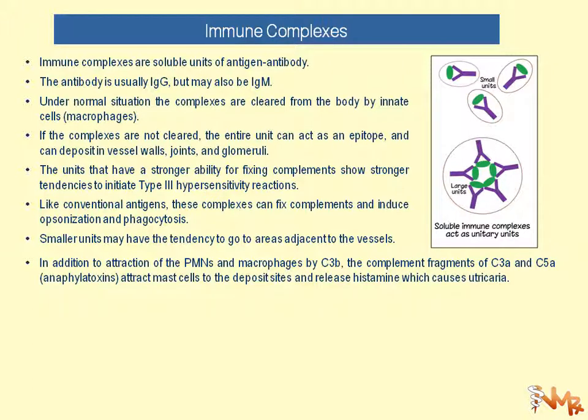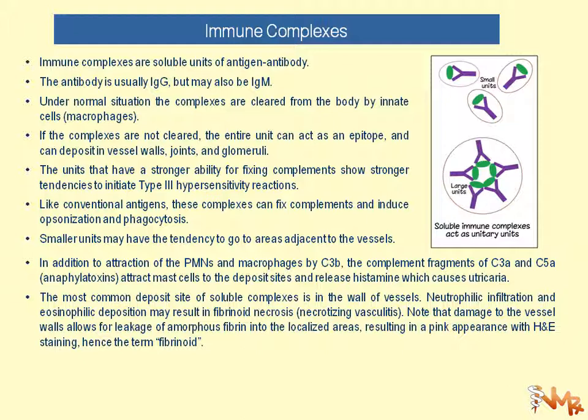Smaller units may have the tendency to go to areas adjacent to the vessels, so the larger units affect mainly the vessels. The smaller units may get into the glomeruli and may get into the tissues. In addition to attraction of the PMNs and macrophages by C3b, the complement fragments C3a and C5a, the so-called anaphylatoxins, can also attract the mast cells to deposit sites, and these mast cells release histamine, which can cause urticaria.